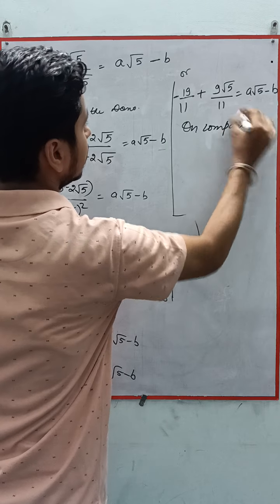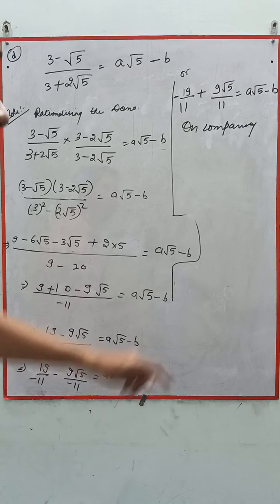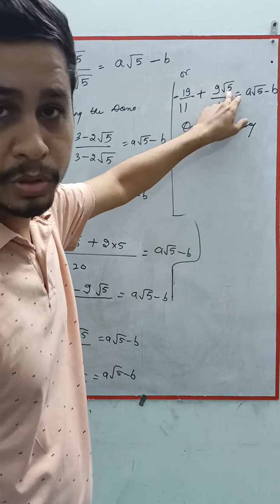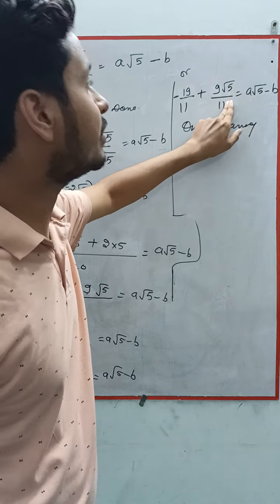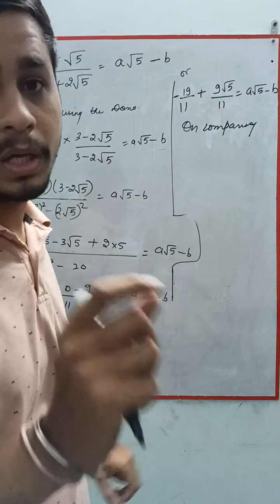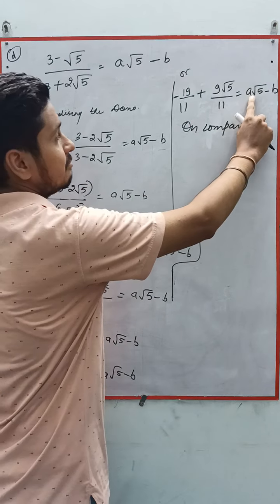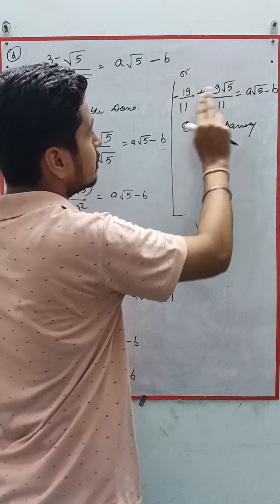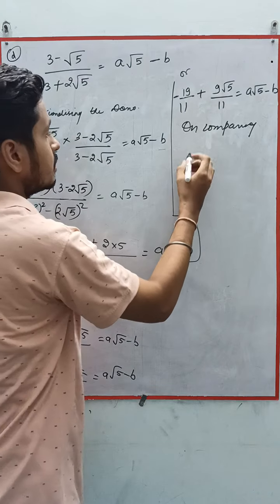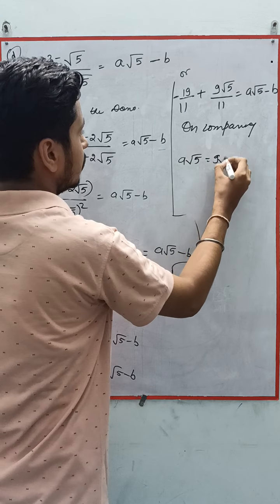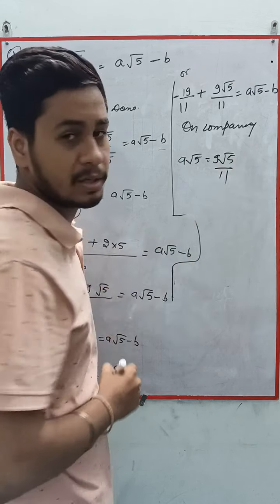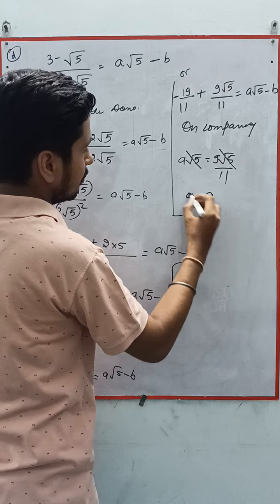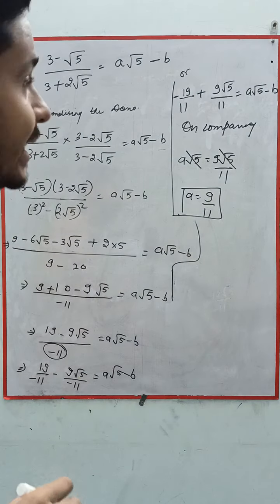So on comparing, now how you have to compare: as root 5 is with a, here also we have root 5, so these two will be compared. Okay, you have to see what is with this a and b. With a you have root 5, so you need to search here where you are getting root 5. So root 5 is here, so a root 5 is equal to 9 root 5 upon 11. This root 5 and this root 5 will be cancelled. The value of a is 9 over 11.